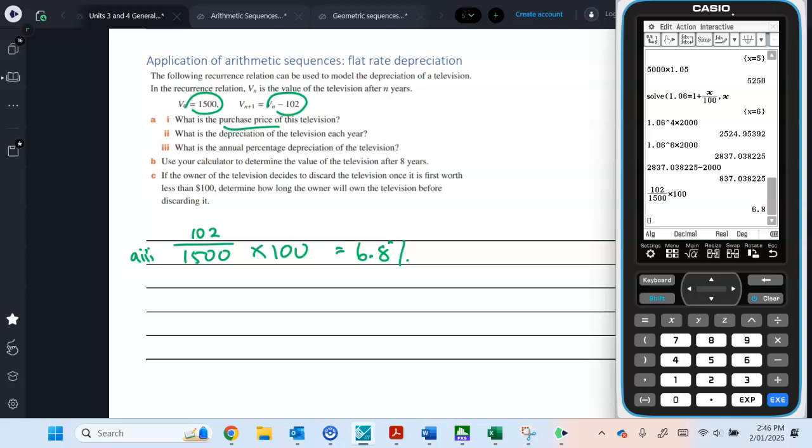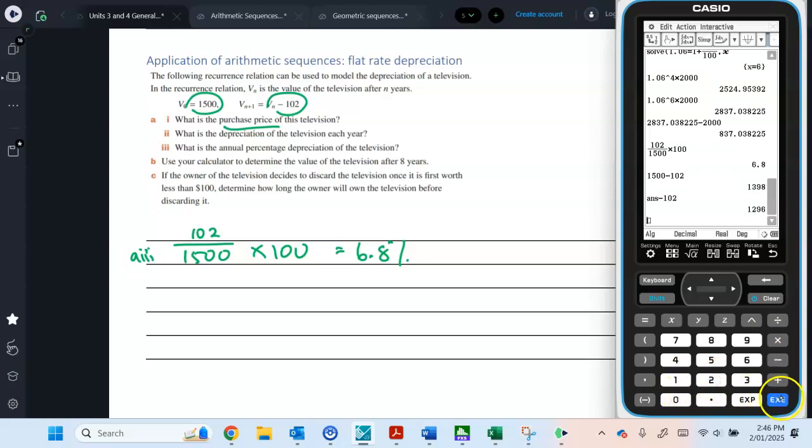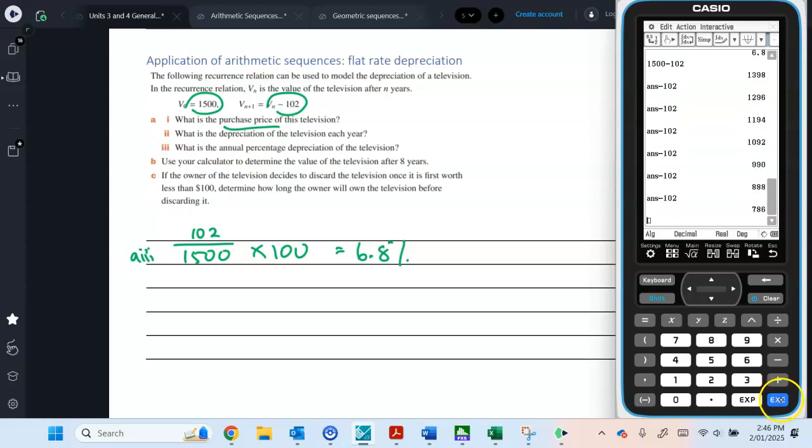All right, so you could use your recurrence relation. You could make a rule. We could say, take away 102 each time. So 1,500 minus 102. Remember, if you use this method, we just need to do it twice. So that's 2, 3, 4, 5, 6, 7, 8. So after 8 years, it's worth $684.